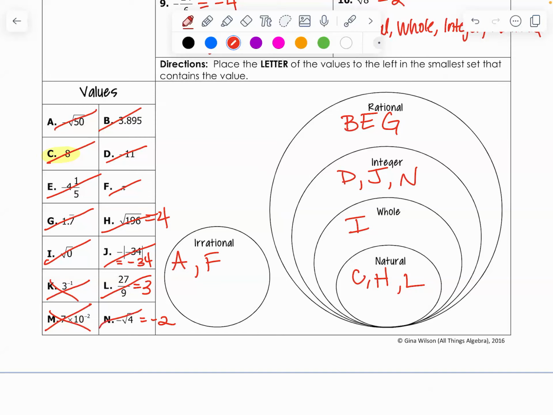So this is your job for me. Page 10. The whole thing.